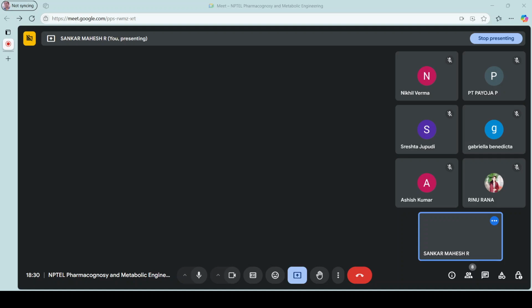The next question is, which one of the following is not an advantage for the hydrodistillation technique? Option A, very simple, cheap and clean technique. Option B, organic solvent addition is required during distillation. Option C, simplest method for essential oil extraction. And option D, only water is needed as solvent.